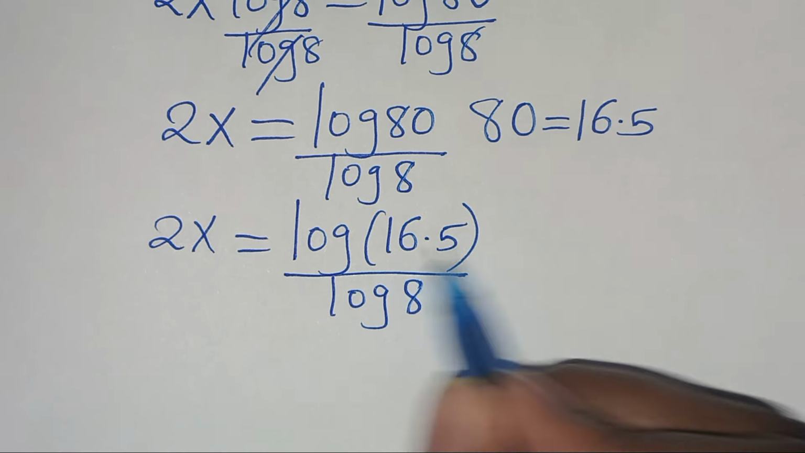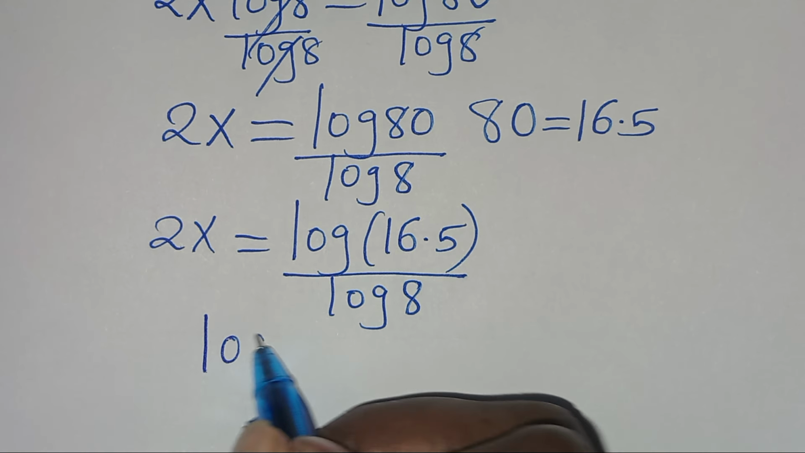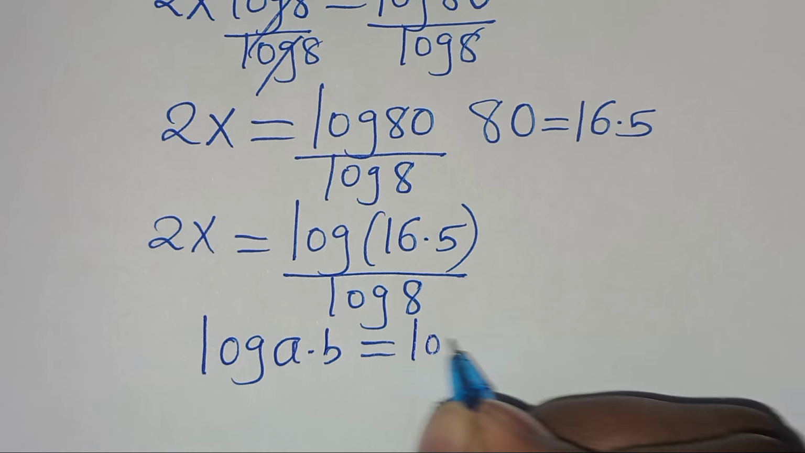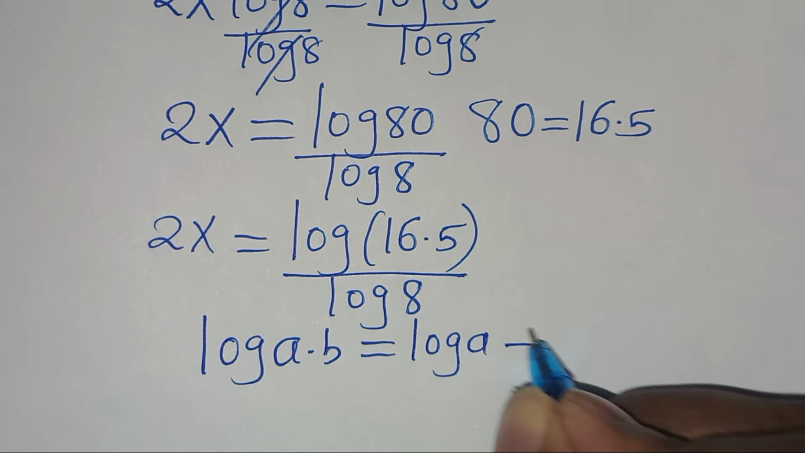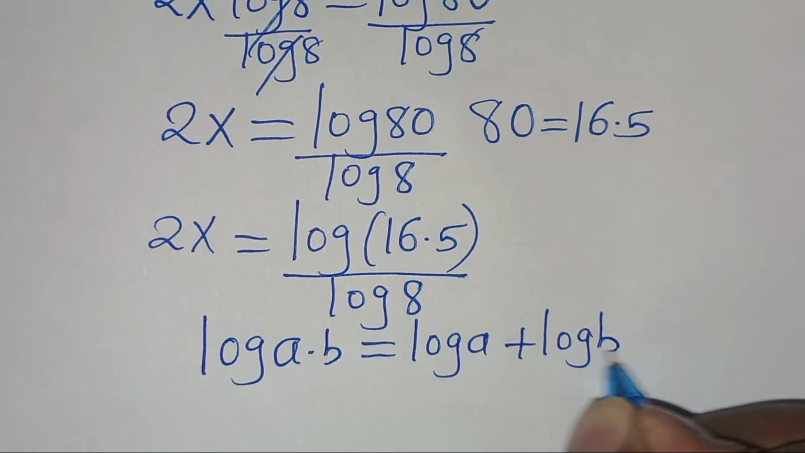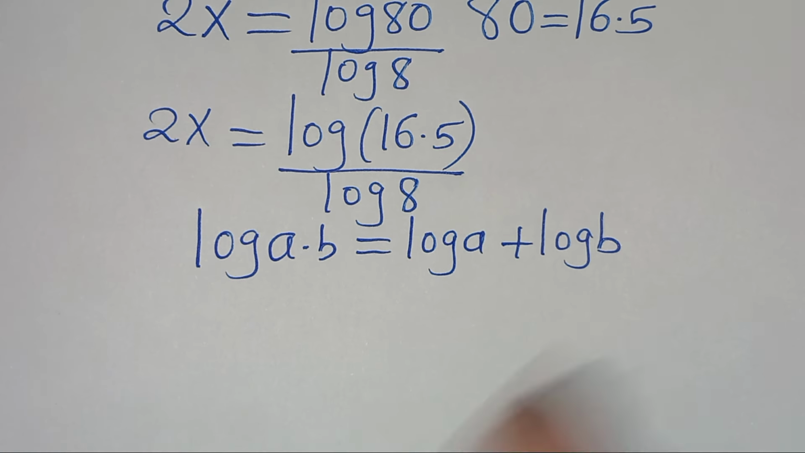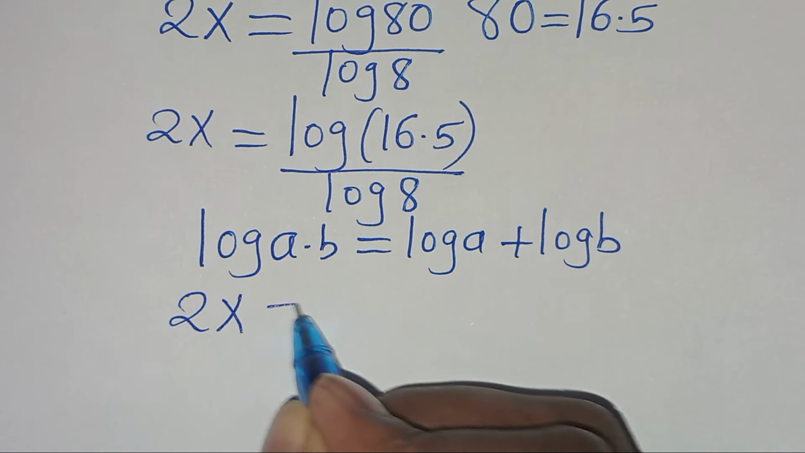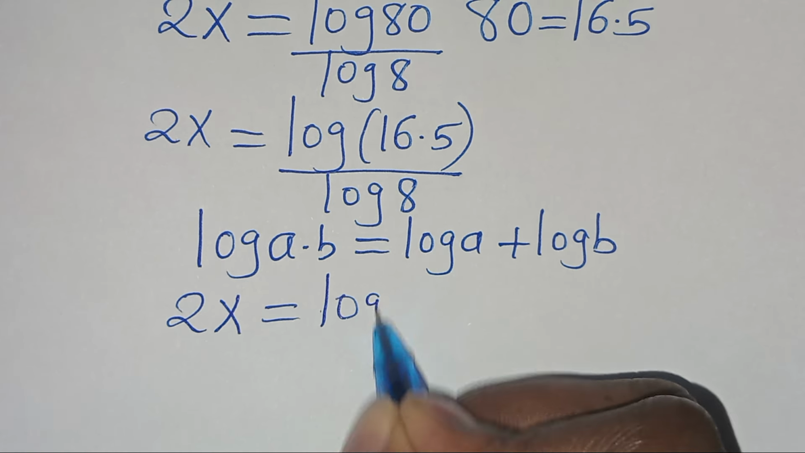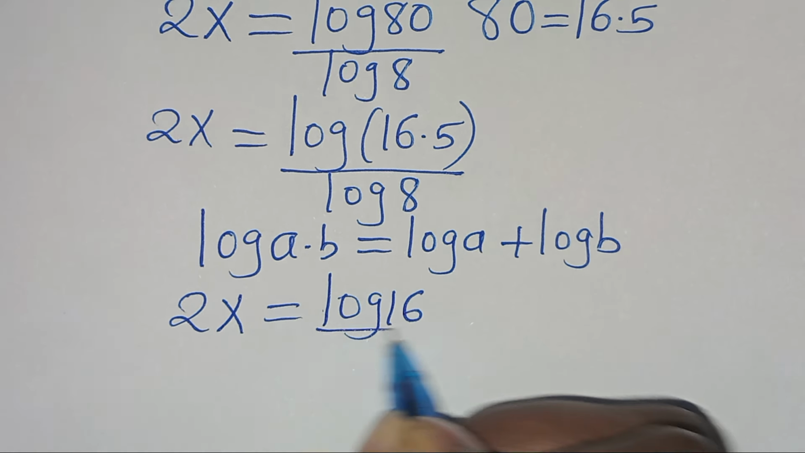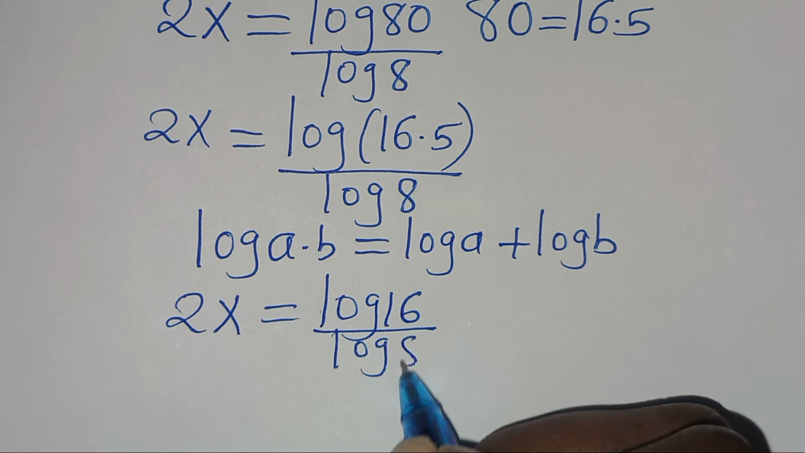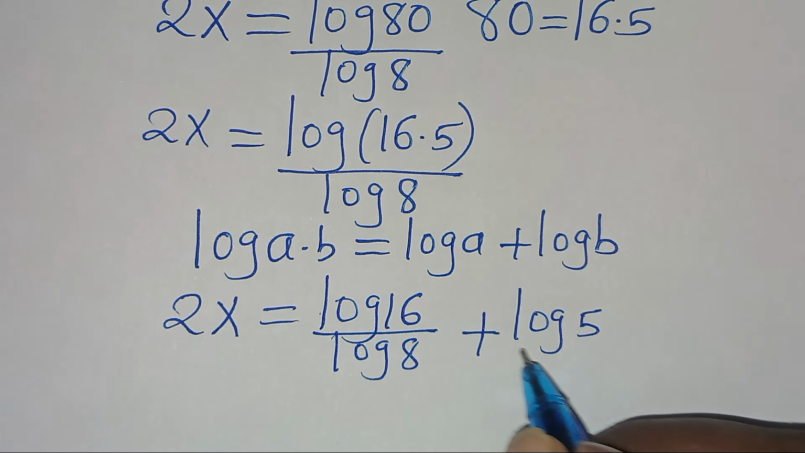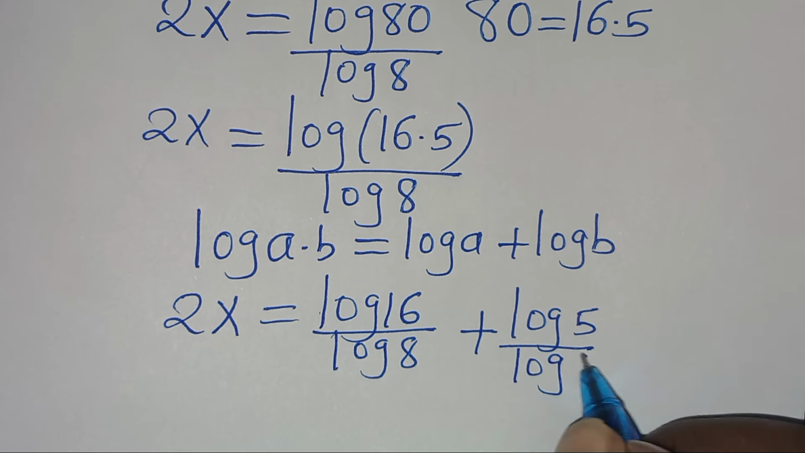So log 16 times 5, this is in the form of log a times b, which we can express as log a plus log b. Applying this logarithm property, then we have here 2x. This is equal to log 16 divided by log 8, then plus log 5 divided by log 8.